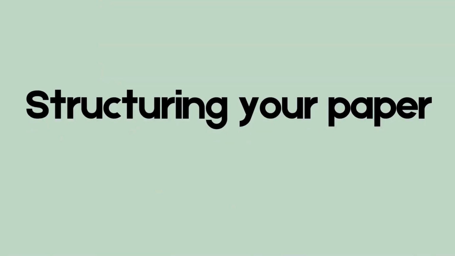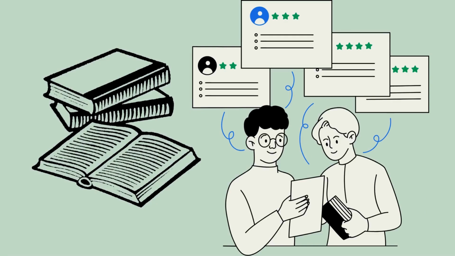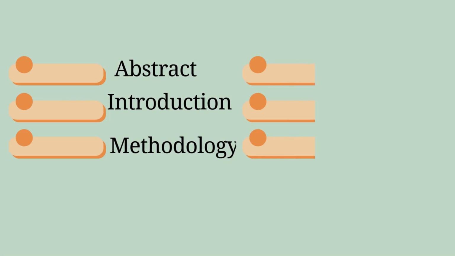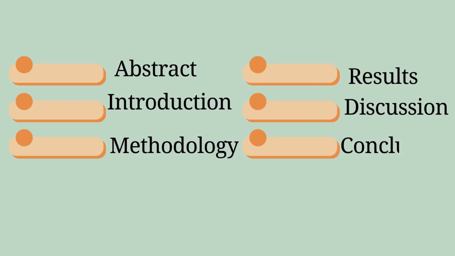Step 3. Structure your paper. Once you've gathered enough research, it's time to structure your paper. A typical research paper follows a specific format: abstract, introduction, methodology, discussion, and conclusion. The structure helps readers follow your argument and understand the flow of information.